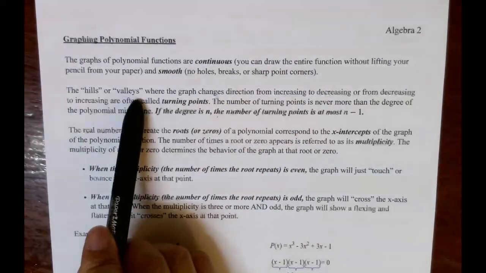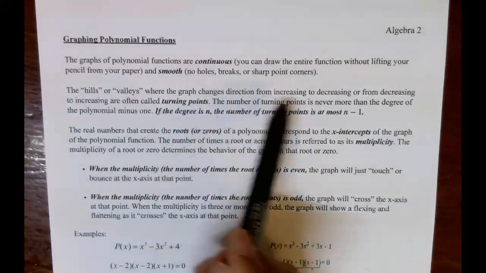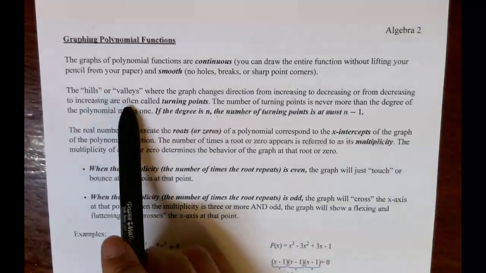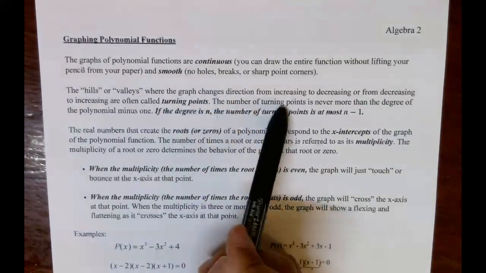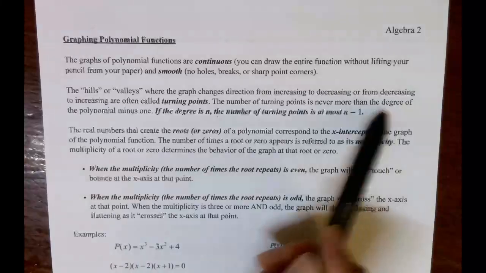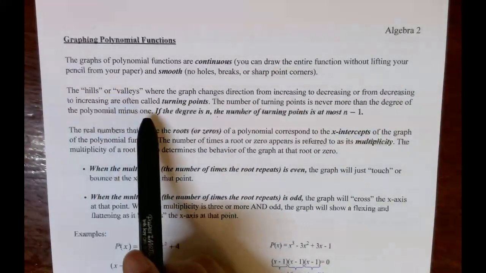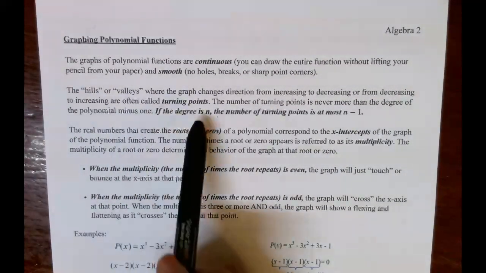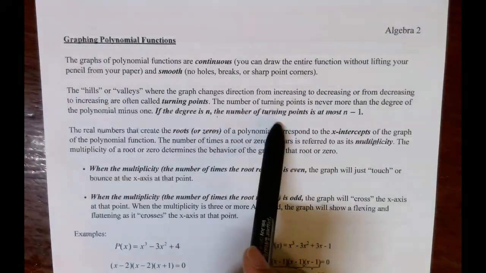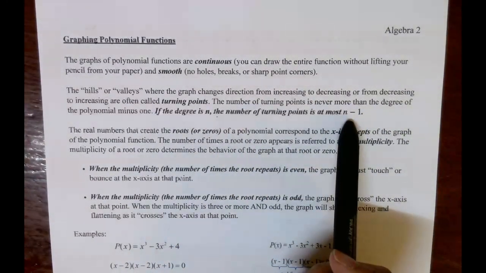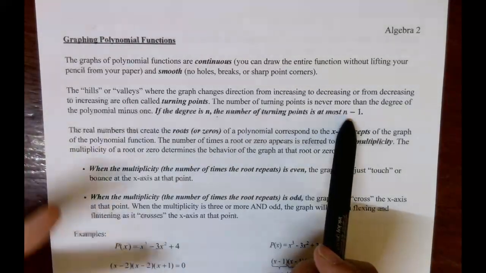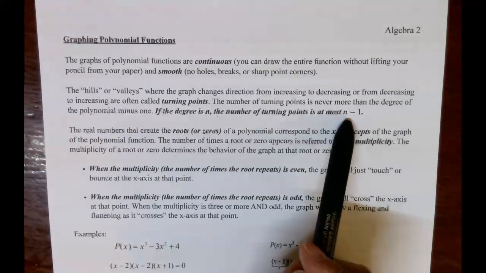The hills or the valleys where the graph changes direction from increasing to decreasing or from decreasing to increasing are often called turning points. We saw that with our relative maximum and relative minimum, okay? And the number of turning points is never more than the degree of the polynomial minus 1. If the degree is n, the number of turning points is at most n minus 1, right? So we see that with our quadratic, it's a degree of 2, and here we only have 1 turning point.